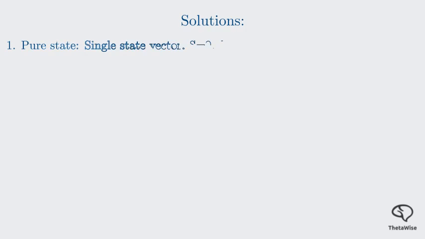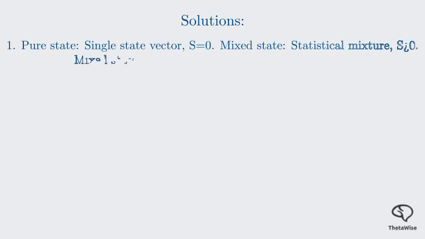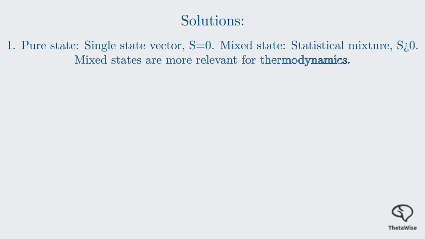Now let's go over the solutions. For the first question, a pure state is described by a single state vector and has zero von Neumann entropy. A mixed state is a statistical mixture of pure states, described by a density matrix, and has non-zero entropy. Mixed states are more relevant for thermodynamics because systems are rarely perfectly isolated and are often in a statistical ensemble.